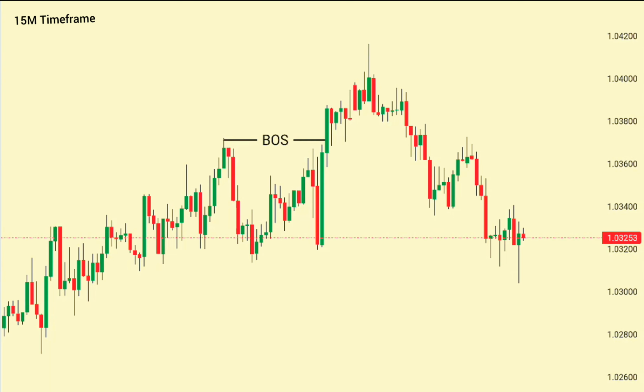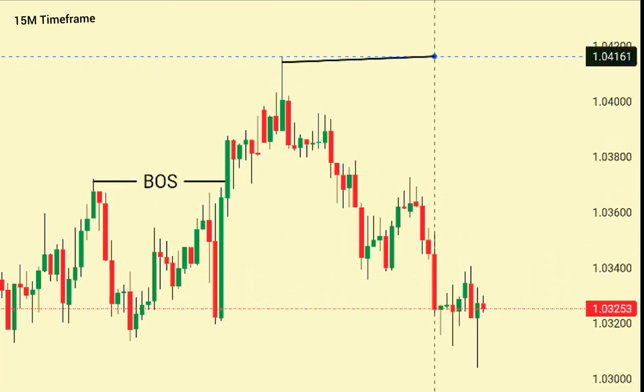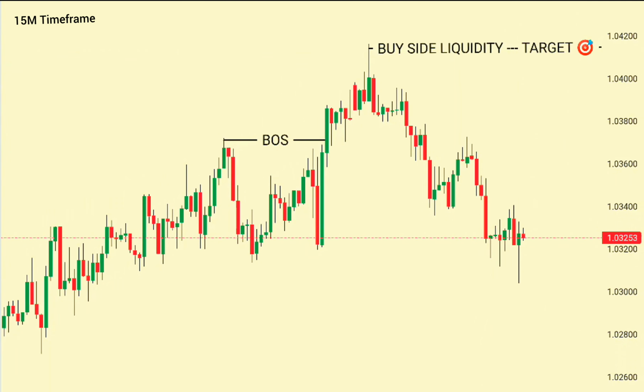Now, after this bullish break, the next question is, where is price going? Look at the highs here. There is liquidity resting above them. That is your buy-side liquidity. Market does not move randomly. It usually goes to take this liquidity first. So once we get the bullish shift, this becomes our target.